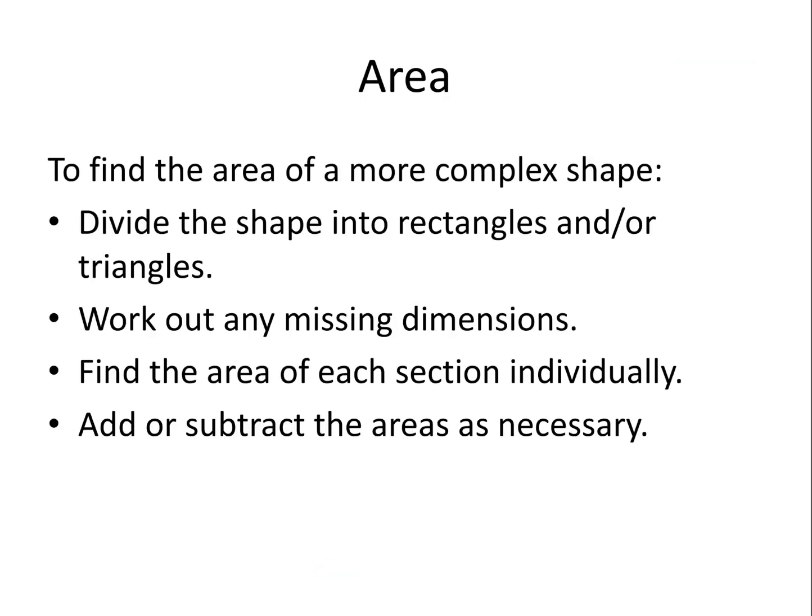Section 4, complex area. To find the area of a more complex shape, we do the following. Divide the shape into rectangles and/or triangles, work out any missing dimensions, find the area of each section individually, add or subtract the areas as necessary. Let's look at an example.